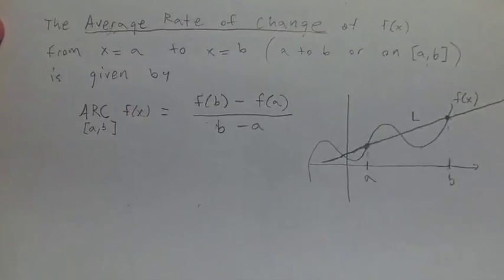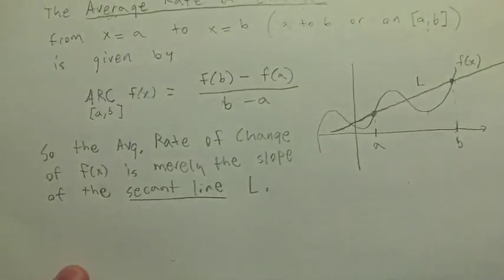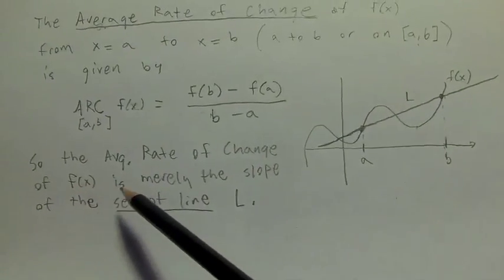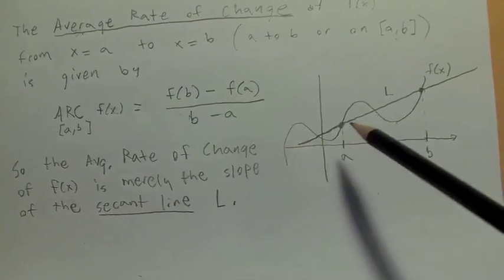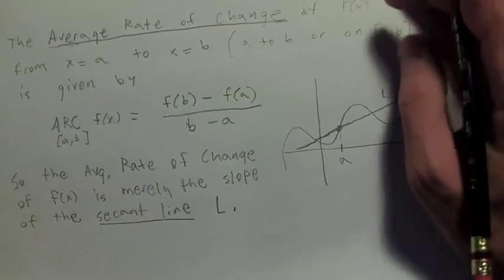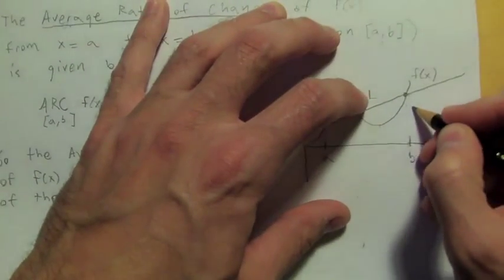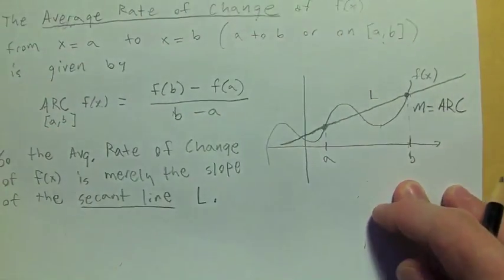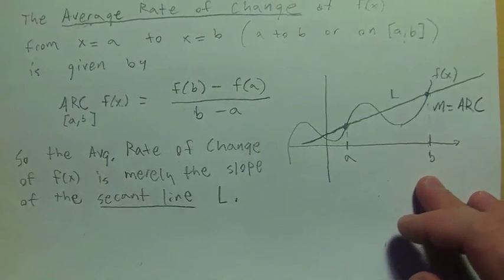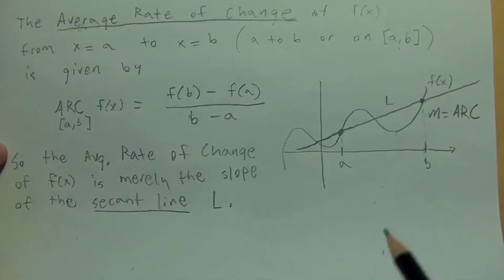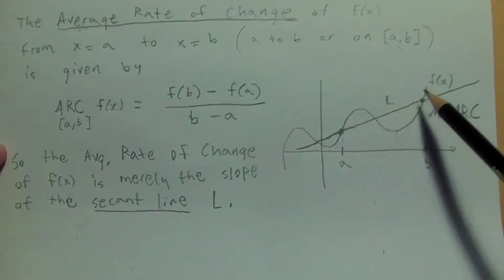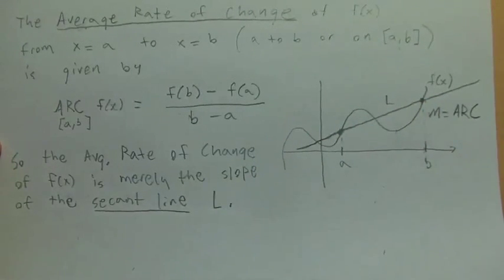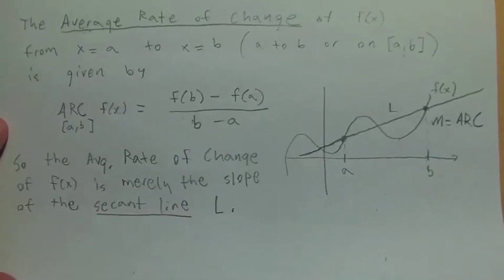Okay, so let me write some of this down. As we said, the average rate of change of f of x is merely the slope of the secant line L, right? So here, our slope m is basically the average rate of change. Okay? And now what is a secant line? Well, a secant line is basically if you take 2 points on the graph of a function, draw a line between those 2 points, you get what is called a secant line.